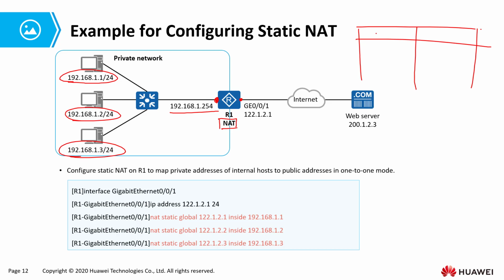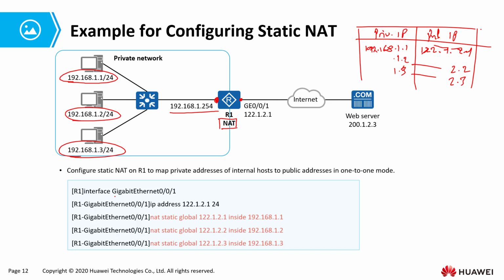The mapping table has the private IP mapped to the public IP. So we will have the IPs 192.168.1.1, then 1.2, then 1.3, and these are mapped to 122.1.2.1 and 122.1.2.2 and 122.1.2.3. Like that. That's the mapping that we're going to have. So how do we configure this?